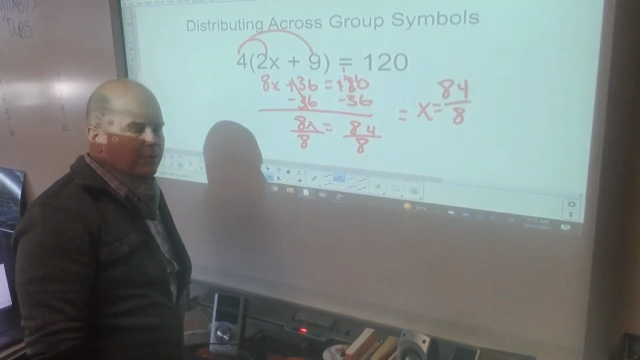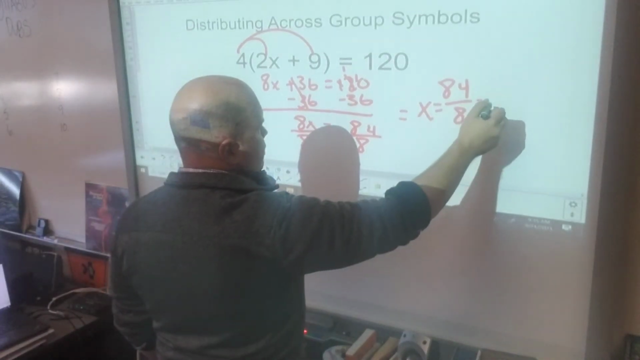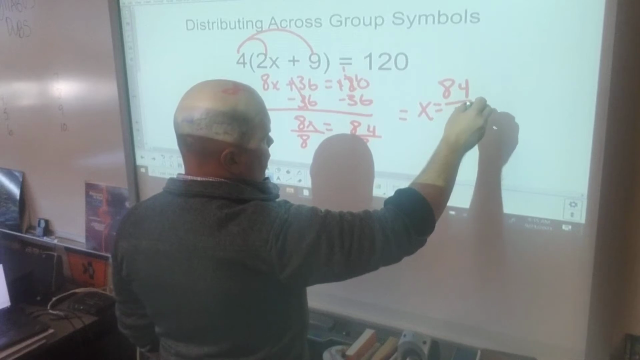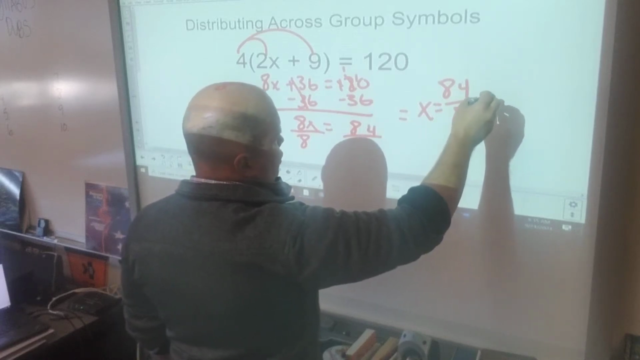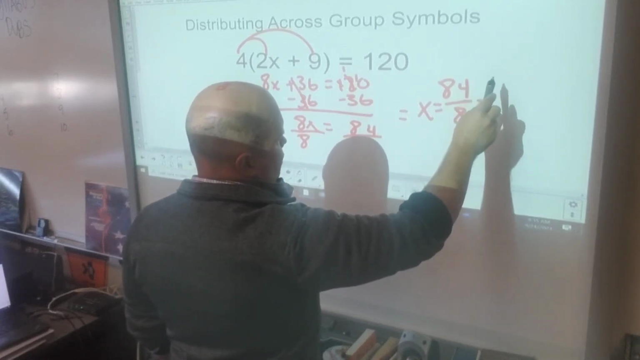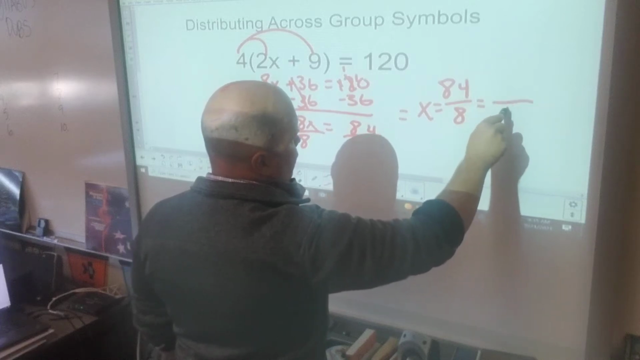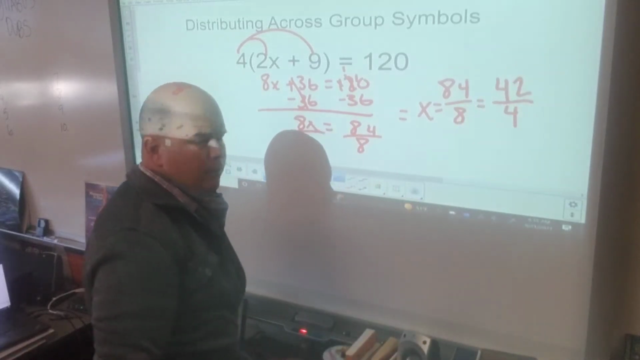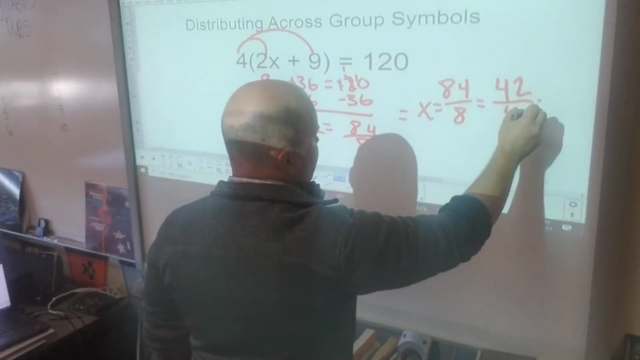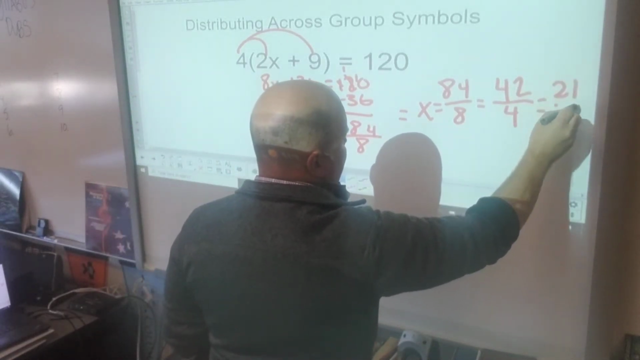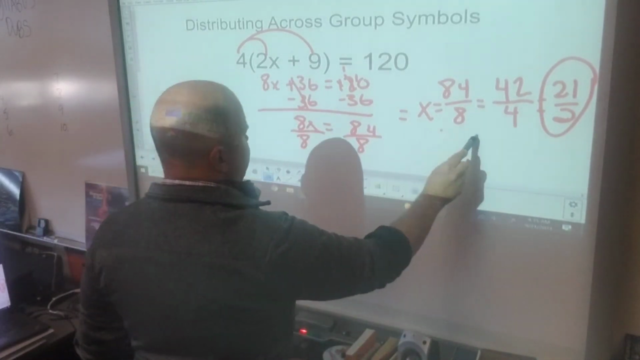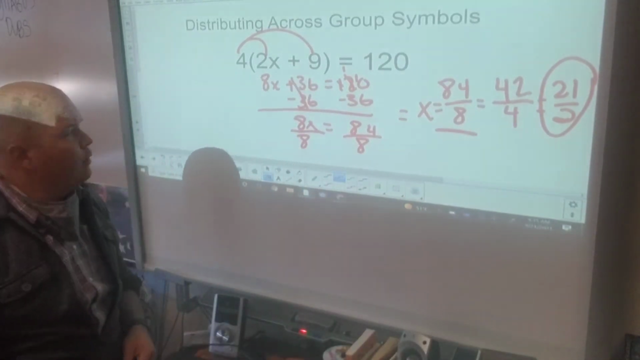If I wanted to simplify that, I can divide both of those by 2, which would give me 42 on the top and 4 on the bottom. And I can divide them both by 2 one more time to get 21 halves. And that's where I would finish. But again, if you get this far, I'm more than happy with where you've gotten.